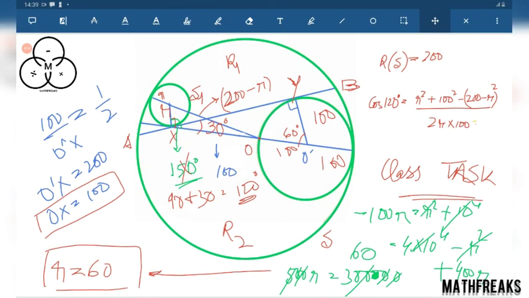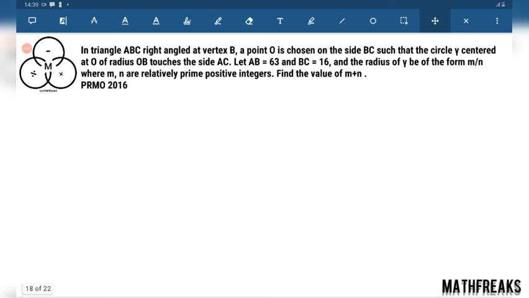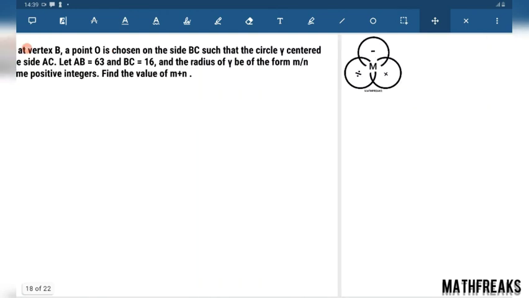This will give us r equals 60. Simplification was quite easy. Why is this minus 10? You have to think that cos 120 degrees equals minus sin 30. Cos 120 degrees equals minus sin 30. How many questions are there? Two more questions.